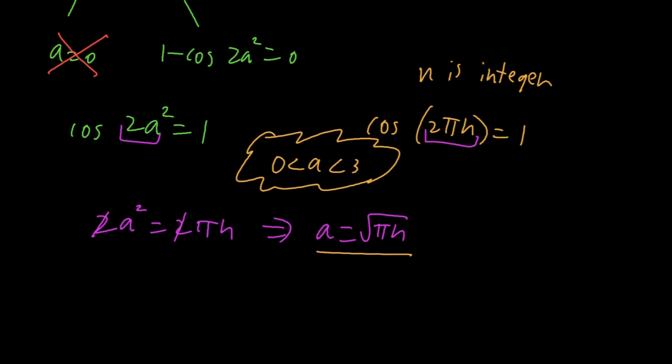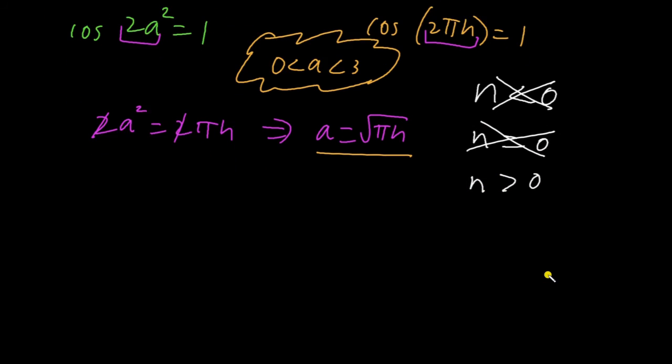If I plug in n less than 0, then I'll get the square root of pi times a negative number. So we'll get a negative inside of the square root, and that's going to mean that a is not a real number. Remember at the beginning we said a is a real number, so you can't plug in any negative values of n. Okay, what about n equals 0? Well, if you plug in n equals 0 here, then you'll get a is equal to 0. But we said a is greater than 0, so n can't equal 0 either. So what that means is that n must be greater than 0.